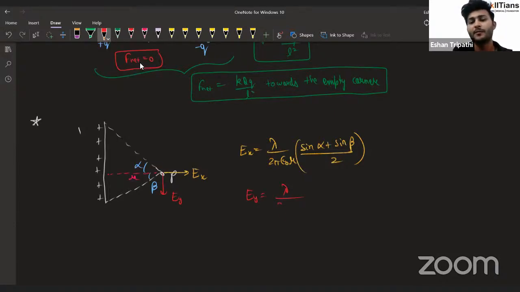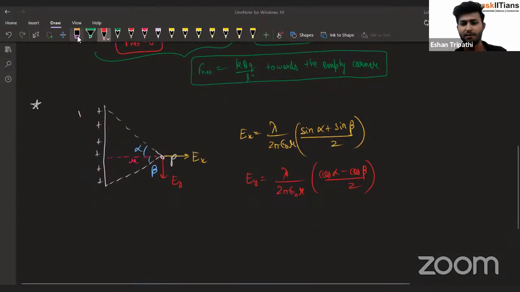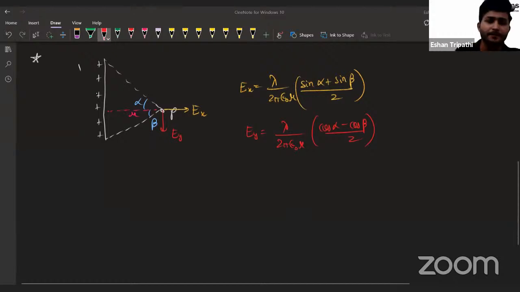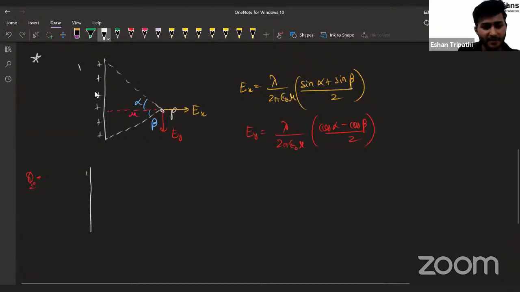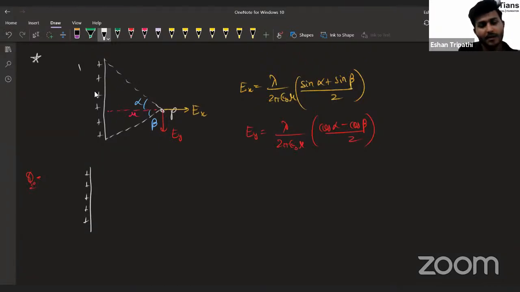E_y equals lambda upon 2 pi epsilon naught r times (cos alpha minus cos beta), divided by 2. This was the formula for the vertical one. Whether it's positive or negative, you can check depending upon how the wire is. Right. Okay. Let's do a simple question first on this. If I say there's a wire like this, this is the point P where you're supposed to find the electric field. Charge per unit length is lambda. This angle is 60 degrees.